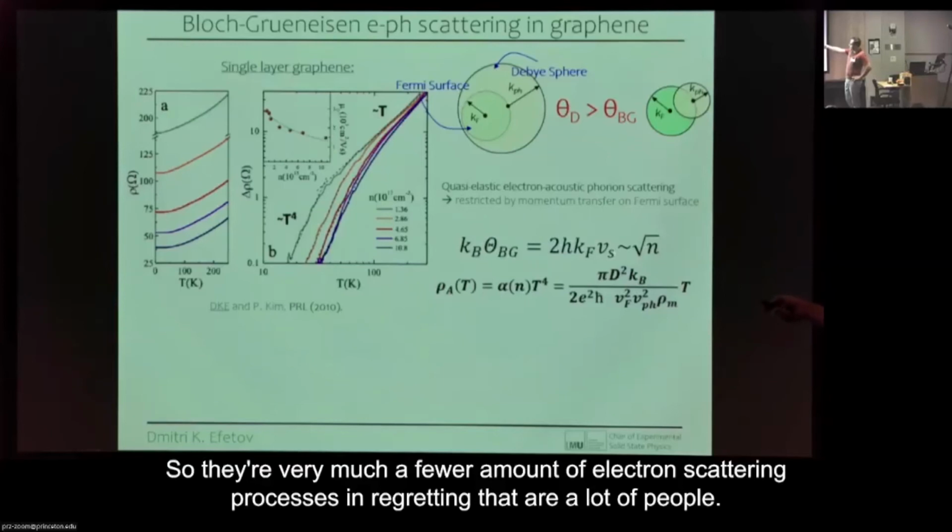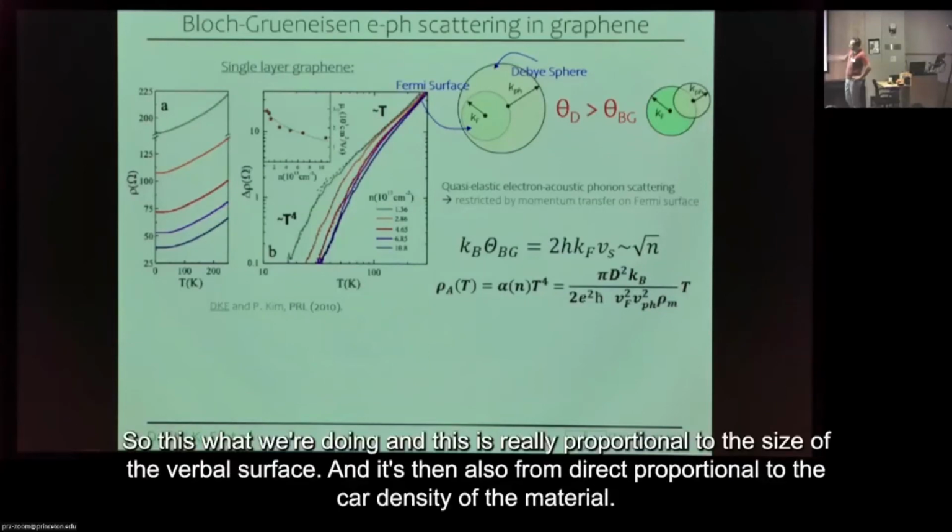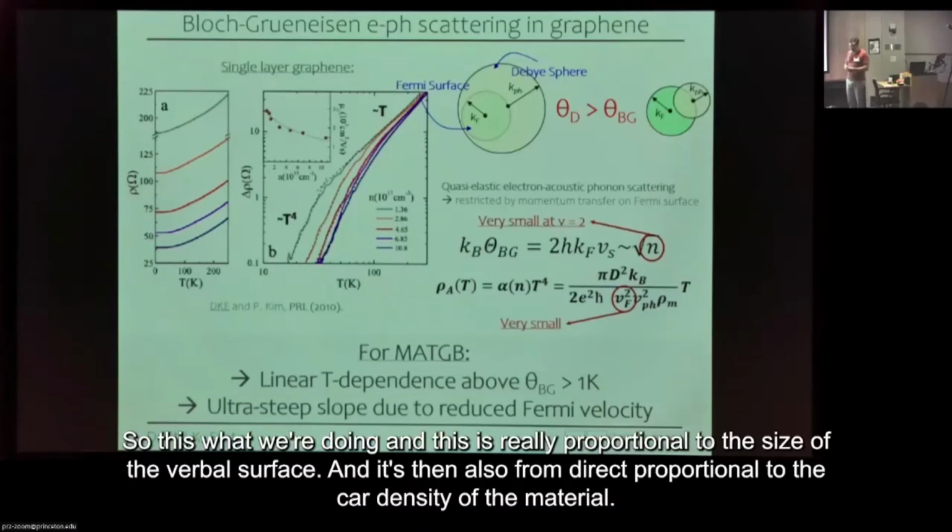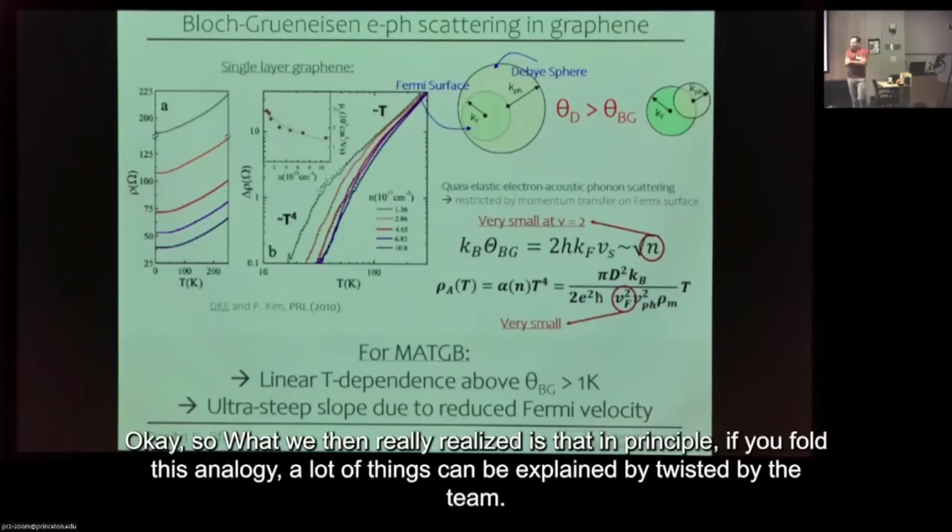And this is really proportional to the size of the Fermi surface, and it's then also directly proportional to the carrier density of the material. Okay, so what we then realized is that, in principle, if you follow this analogy, a lot of things can be explained by twisted bilayer graphene.